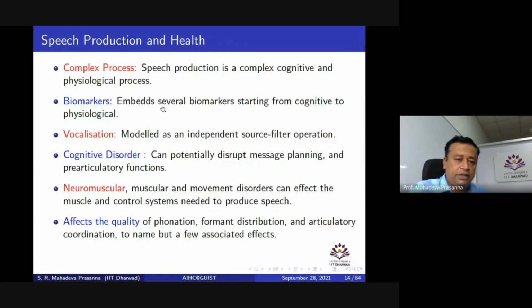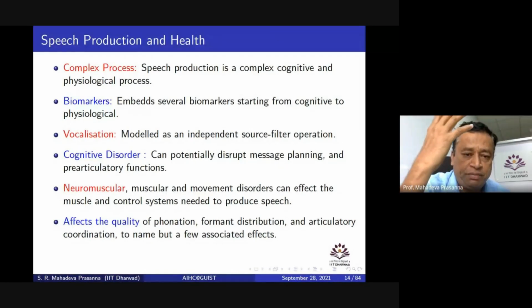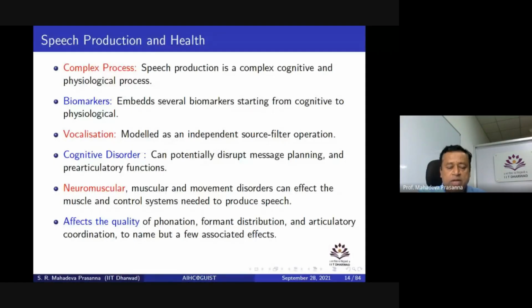This I mentioned. Coming to speech production and health, speech production is a complex cognitive and physiological process. It embeds several biomarkers, starting from cognitive to physiological. Why am I emphasizing cognitive? Because if you are under depression, the whole speech production system or perception system, which is a physiological system, is fully intact without any malfunction. But still, you will feel the nature of the speech signal to be different compared to the normal case.